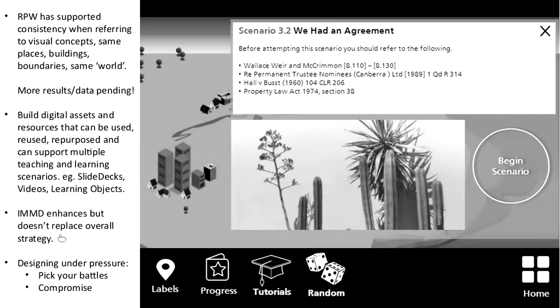So we've built that in that way, and that's exciting for the future. It's important to remember multimedia enhances but doesn't replace the overall strategy. So I had to really stress to the team, if this thing falls over or it's not built in time, you still need to have the actual content and the guts of the course to run with.